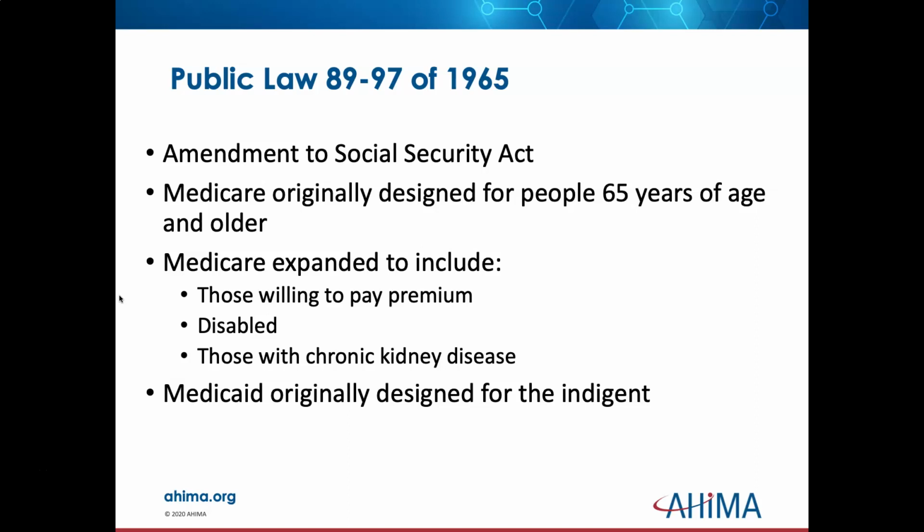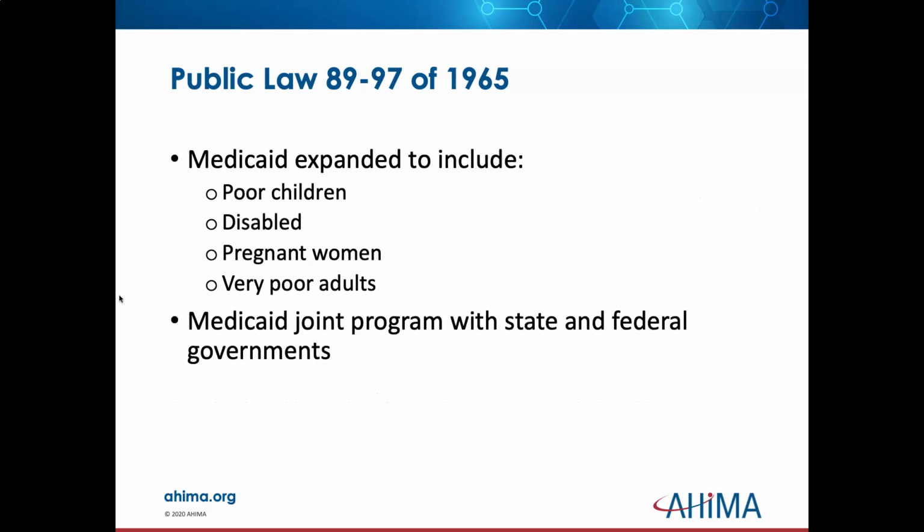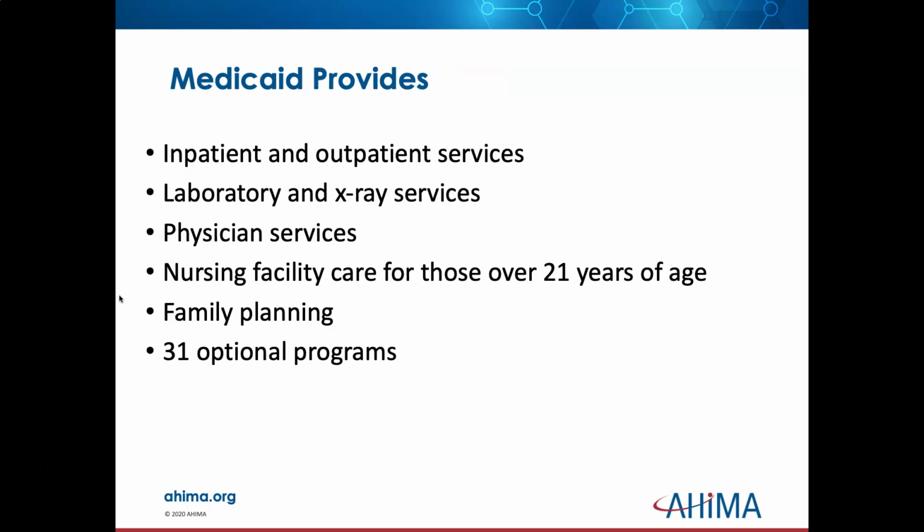Medicaid was originally designed for the indigent, which means poor. Medicaid has expanded to include poor children, the disabled, pregnant women, and very poor adults. Medicaid is a joint program with state and federal governments. Both pay for Medicaid. The federal government provides some of it, the state has to pay for the rest, and that's how Medicaid gets covered.